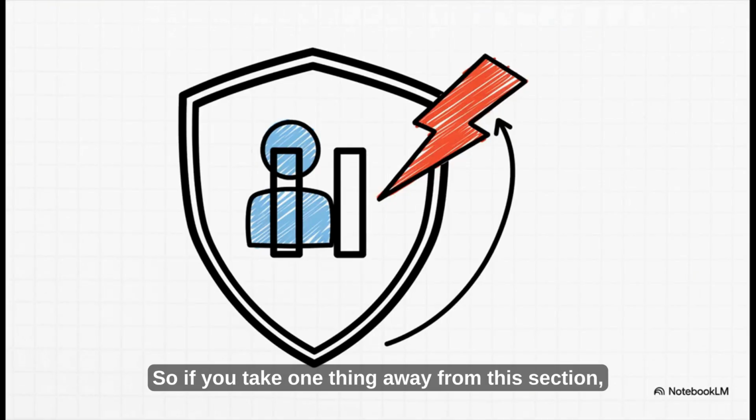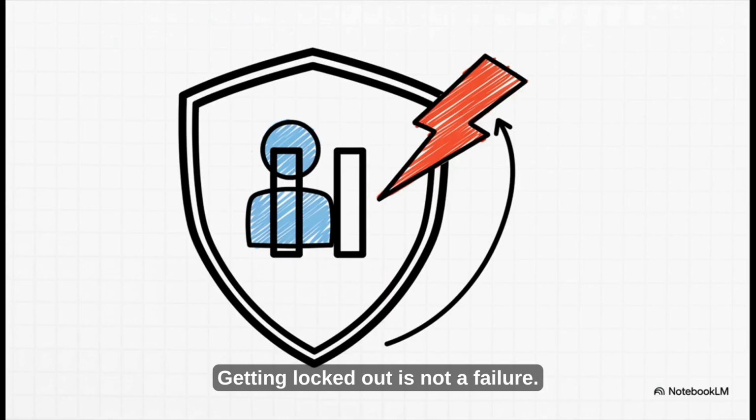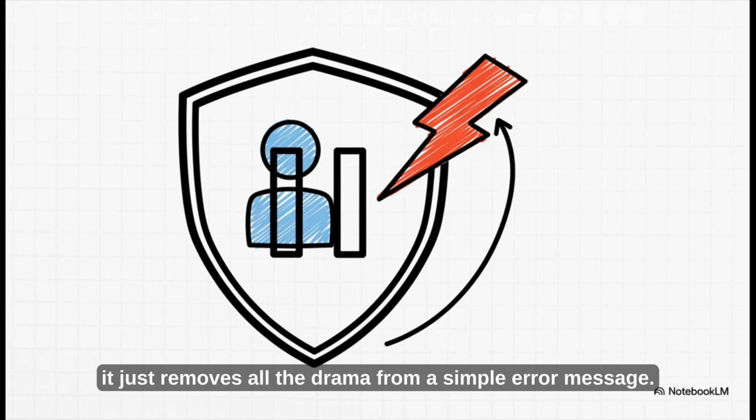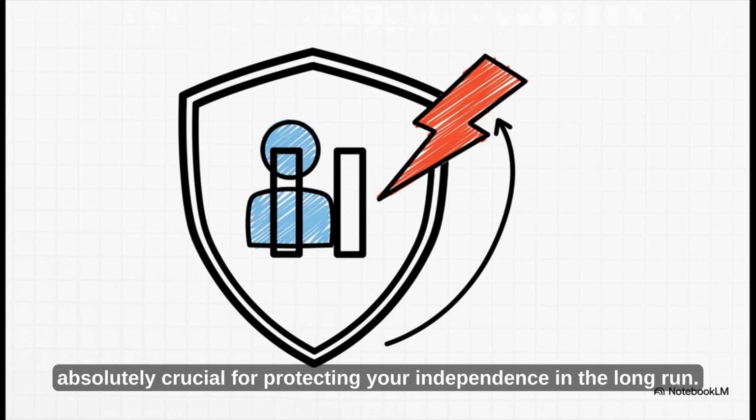So if you take one thing away from this section, let it be this. Getting locked out is not a failure. It's a security pause. The system is actually doing its job. It's hitting the brakes to keep you safe. That lockout isn't a bug, it's a feature. When you see it that way, it removes all the drama from a simple error message. And that mindset is absolutely crucial for protecting your independence in the long run.